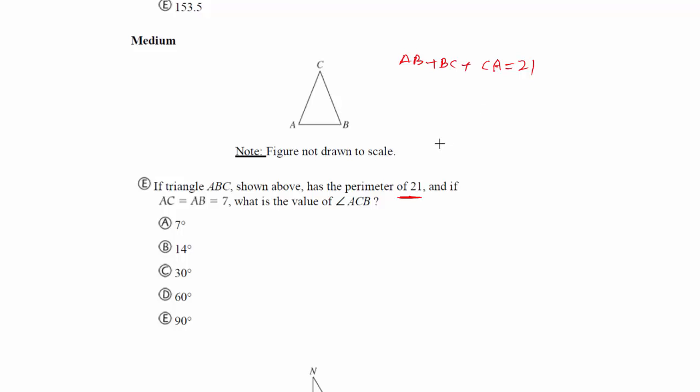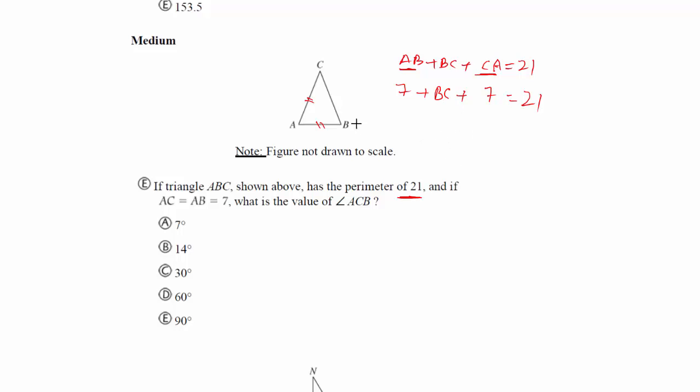If AC is equal to AB is equal to 7, so AC or CA is 7, and AB is 7, plus BC is equal to 21. What is the value of angle ACB?